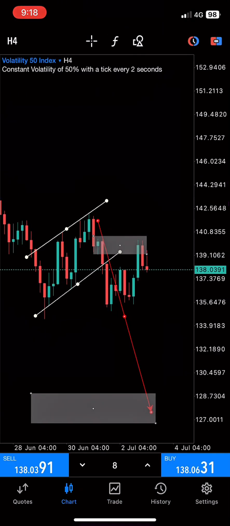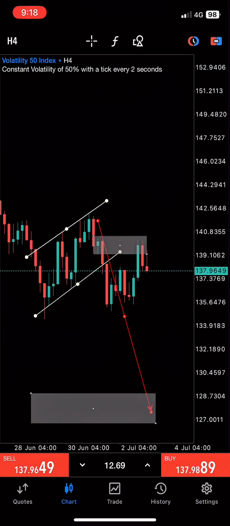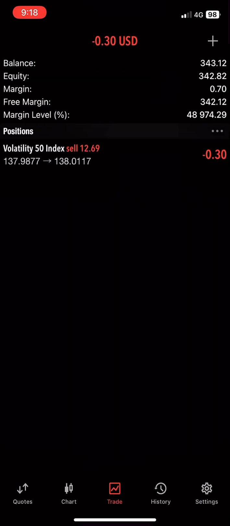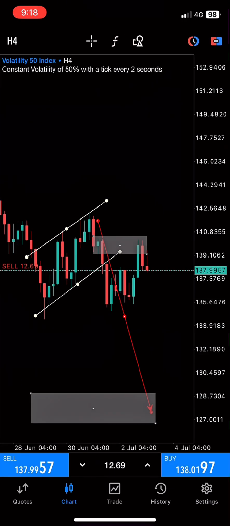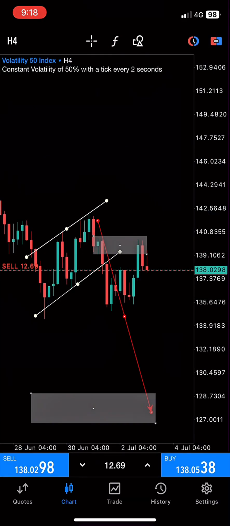I'll be entering with a $343 account. So at this point I'm using 12.69. This was calculated based off of how much I'm willing to risk and how much I want. So I'll add 10 of these positions. 10 of these positions to my TP will get me to $1,500. That was a calculation I made.